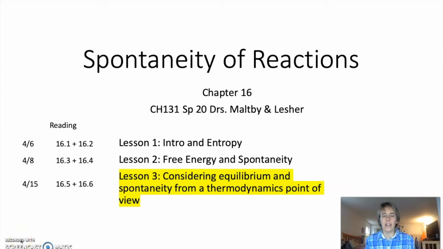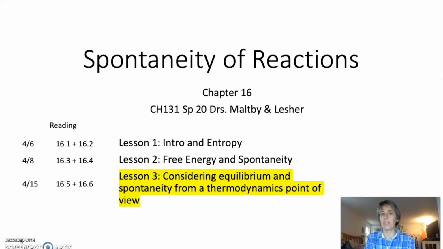Hi, Chem students. This is the last lesson in the spontaneity chapter, chapter 16. I also wanted to point out that on the previous set of videos, I listed the readings in your Masterton and Hurley textbook that correspond to each of these lessons. I wanted to reinforce that here.